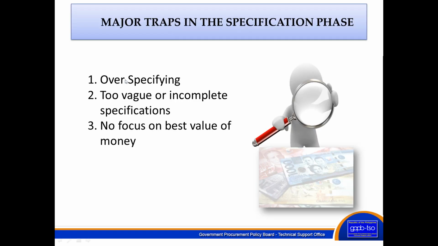So moving on to this slide, here are enumerated the major traps in the specification phase. Actually, these are some violations in writing the technical specification. So first, we are over-specifying. It just means that we do not specify unnecessary details like the manufacturer, and then the brand names, and then some components of your needed material.